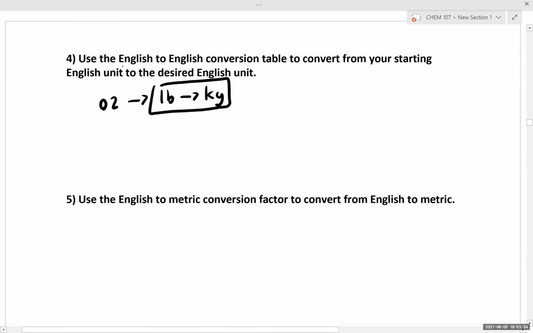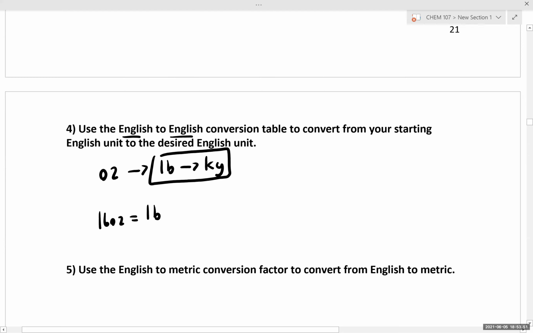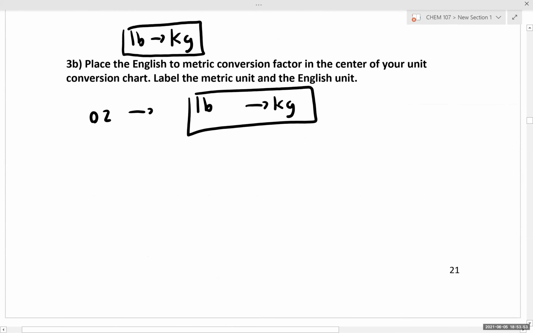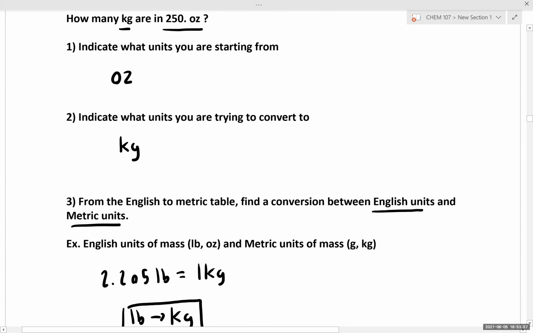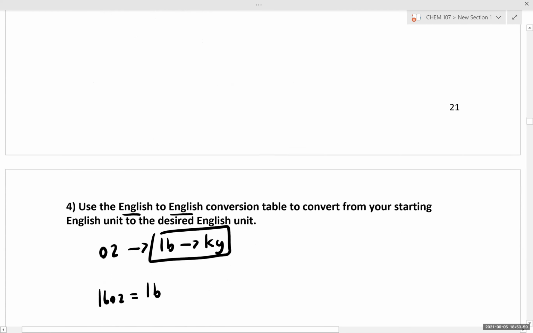So let's now use the English to English conversion table to convert from our starting units of ounces to our desired intermediate units of pounds. So we know that there are 16 ounces in 1 pound. So now let's start plugging in some numbers to this. We have 250 ounces to start.